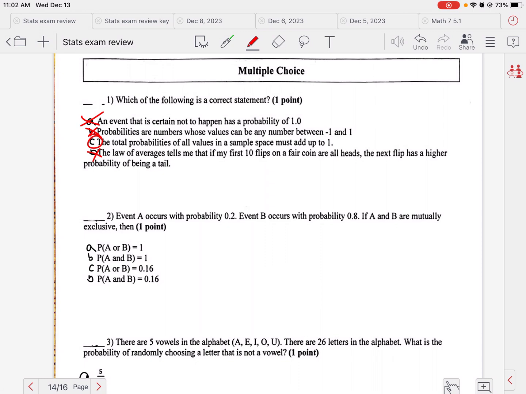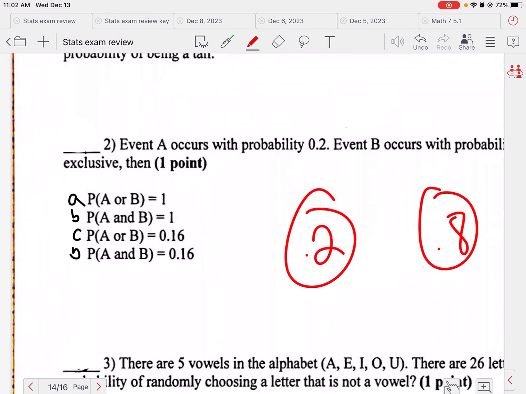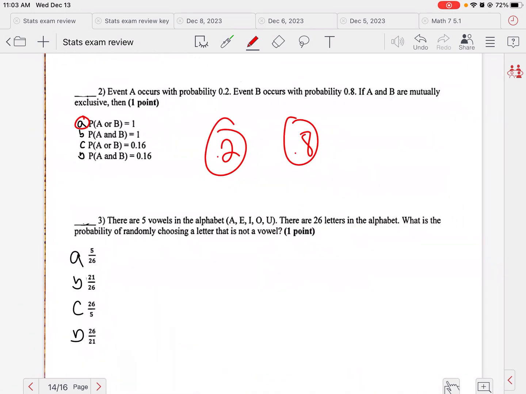Okay, so an event occurs, probability of A is 0.2 and probability of B is 0.8, and it says they are mutually exclusive, so there's no overlap. 0.2 and 0.8 already add up to 100%, so I know there's nothing extra happening. Either A happens or B happens, okay? So A or B has a chance of 1, that is true. A and B equals 1, false. I can't have A and B happening at the same time because they are mutually exclusive. A or B 0.16 doesn't even make sense. A and B 0.16, again, doesn't make sense because I would have to add those up, and 0.2 plus 0.8 is not 0.16, so they're just trying to confuse you.